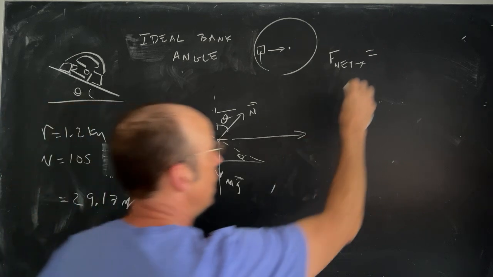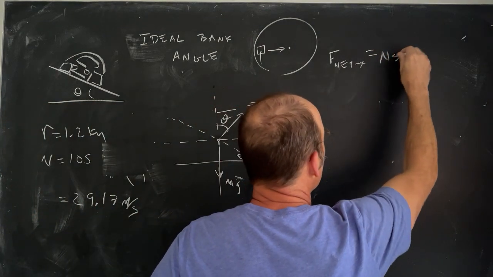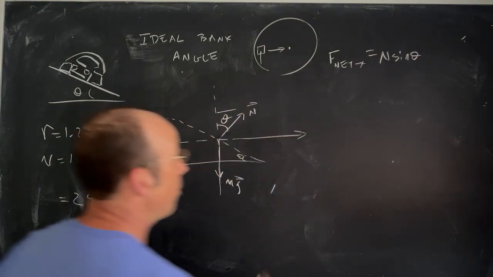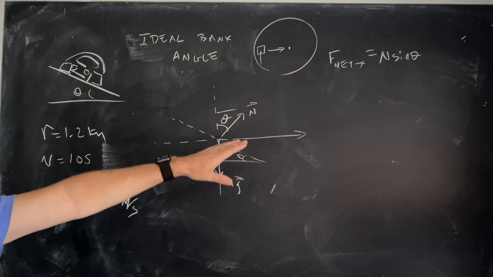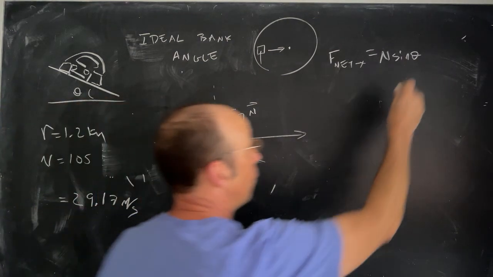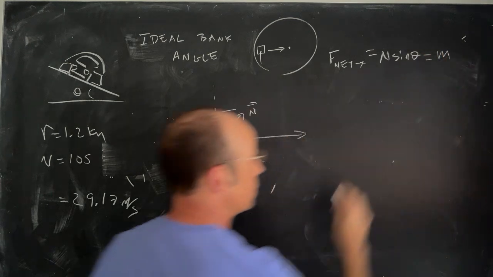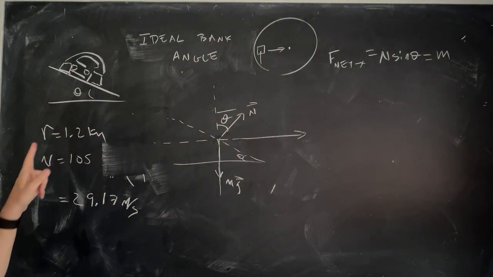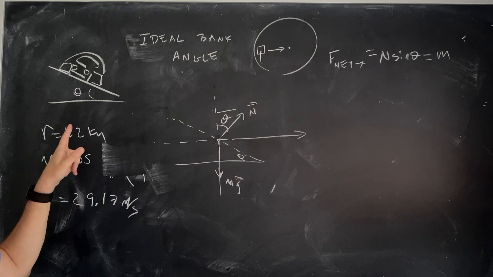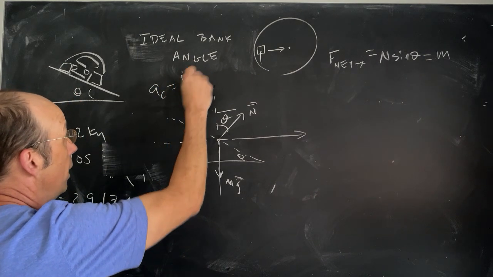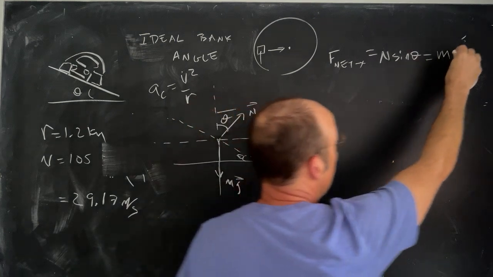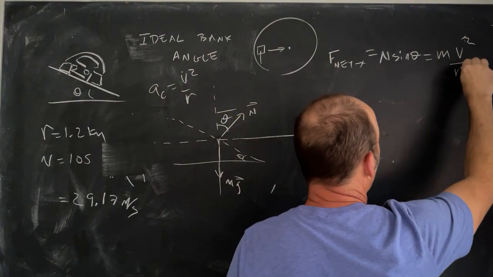That will be equal to n sine theta. So remember, just because it's the x component doesn't mean it's cosine. You got to look at your picture. And that will be equal to the mass times the acceleration. It's moving in a circle, so we have centripetal acceleration. Remember, a_c is v squared over r, so this is going to be equal to v squared over r.